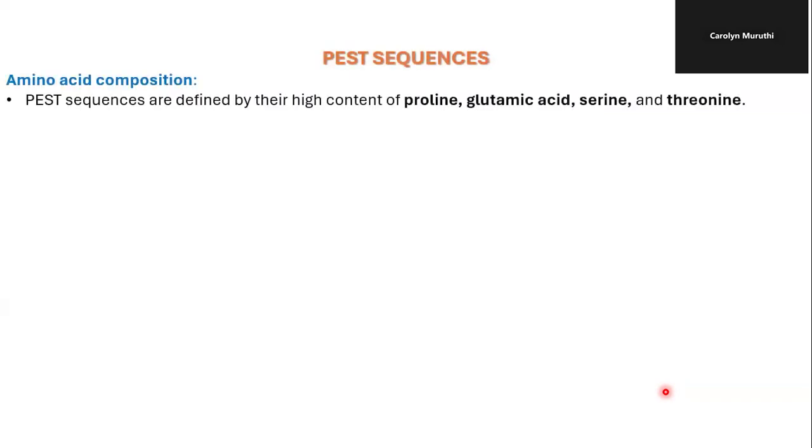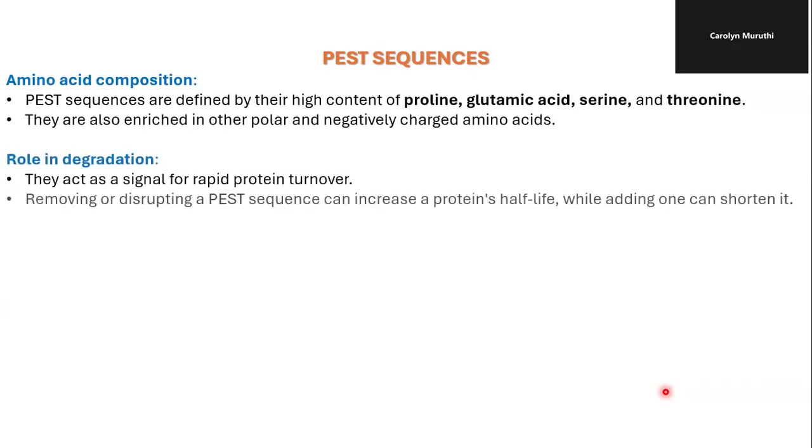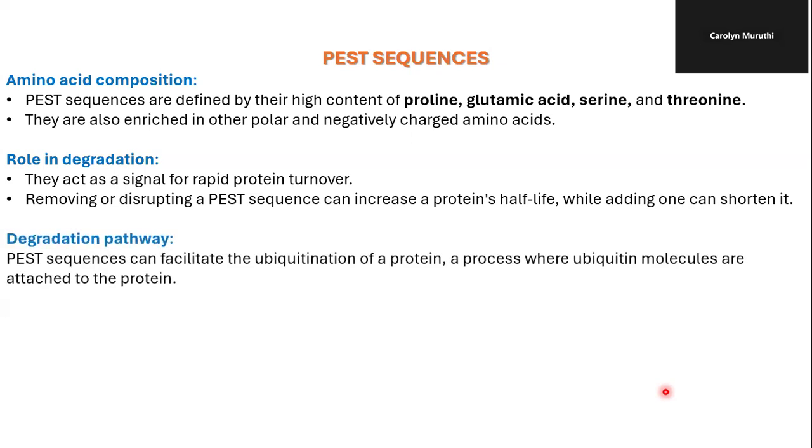On to the PEST sequences, and here we say that the PEST sequences are defined by a high content of proline, glutamic acid, serine, and threonine. And what is their role in degradation? They act as signals for rapid protein turnover. Therefore, removing or disrupting this sequence will increase a protein's half-life, while adding the sequence will shorten the half-life of a particular protein.